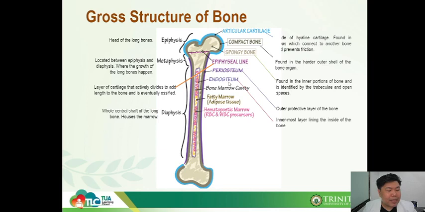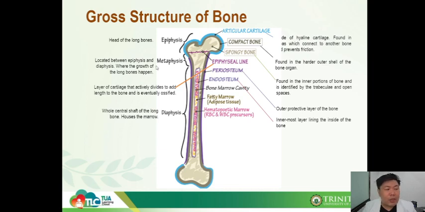I'd also like to introduce to you the words epiphysis, metaphysis, and diaphysis. When we say epiphysis, those are the heads of the long bones, usually the head and neck. The metaphysis is located between the epiphysis and the diaphysis, and usually, it is in the metaphysis that growth of the long bones happens.